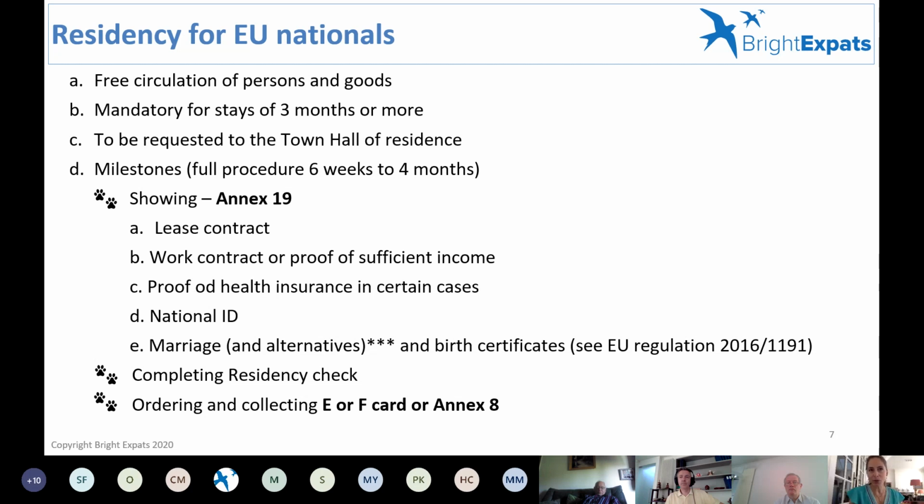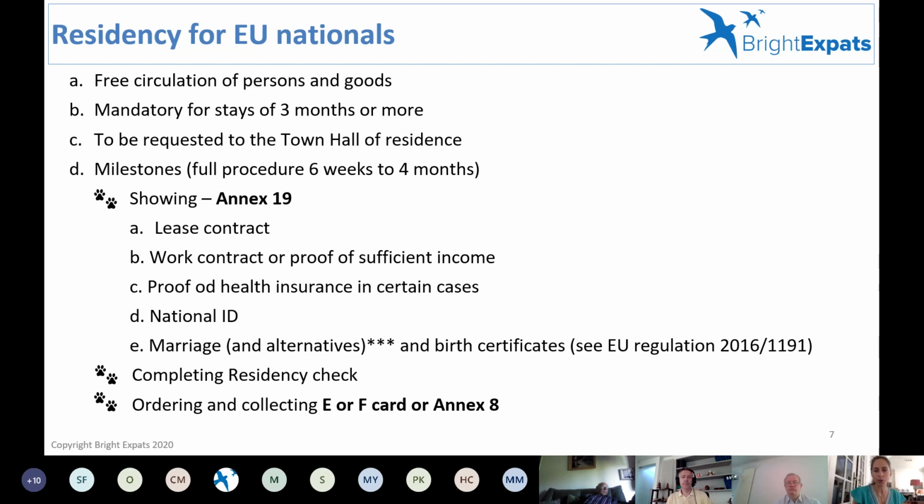In February 2019, a new EU regulation was reinforced and enabled, which means that there are now ways to avoid the legalization and translation procedures of civil registry documents that have been issued in EU countries. We will see that in a few slides as well.